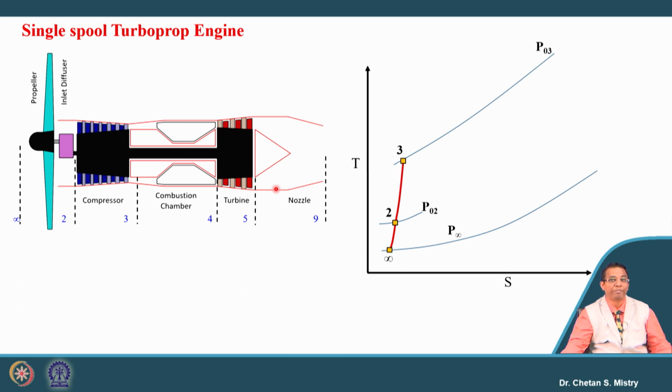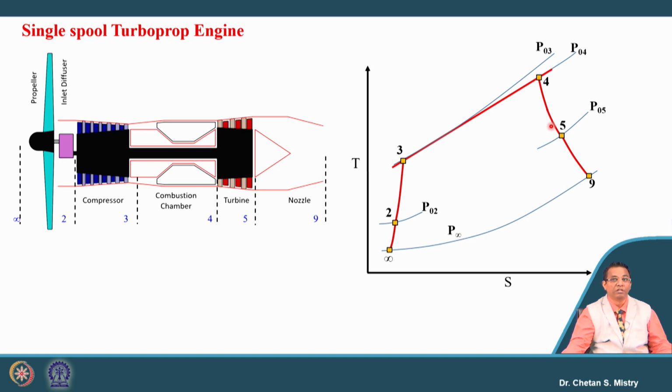So 2 to 3 represents the actual compression process. Then we have a rise of pressure as well as temperature because of the addition of heat through the combustion chamber, and it attains the maximum temperature, the maximum cycle temperature, or we can say the maximum turbine entry temperature or turbine inlet temperature. This is subjected to expansion, which is represented by process 4 to 5. It represents my turbine expansion process, and later 5 to 9 represents the expansion which is happening inside the nozzle.